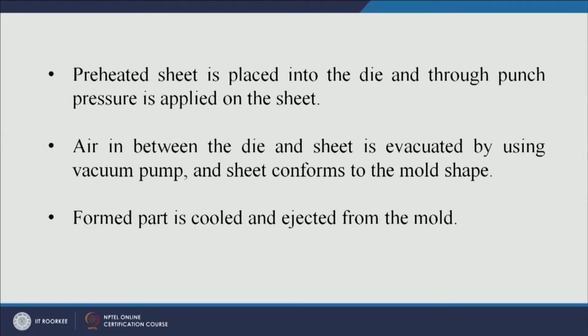Preheated sheet is placed into the die, and through punch pressure is applied onto the sheet. Air in between the die and the sheet is evacuated by using vacuum pump, and sheet conforms to the mold cavity. Formed part is cooled and ejected from the mold.